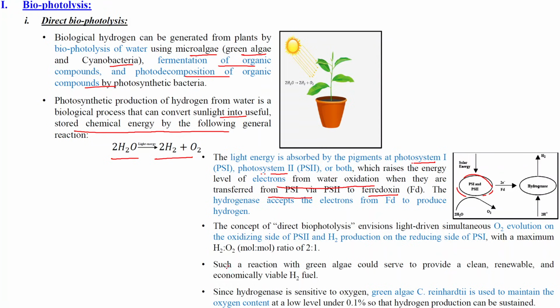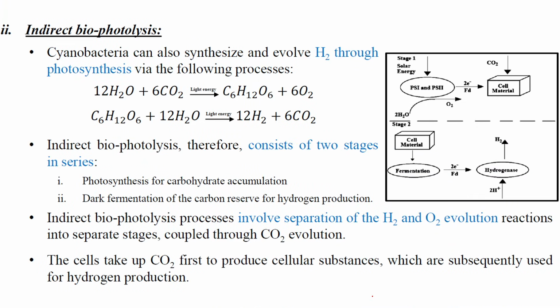Okay. Such a reaction with green algae could serve to produce a clean, renewable, and economically viable hydrogen fuel. Hydrogenase helps in the splitting of water, but green algae is used along with hydrogenase. Why? Because hydrogenase is sensitive to oxygen. So this green algae helps to maintain the oxygen content at less than 0.1% so that hydrogen production can be done.